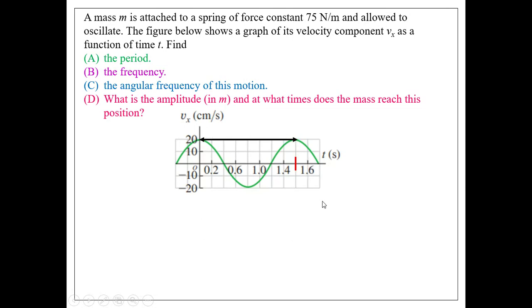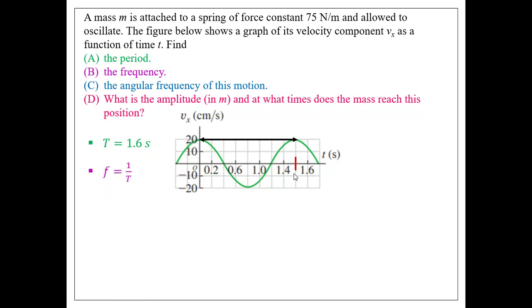To find the period, all I have to do is go from crest to crest, or peak to peak. That is one complete cycle, and that is 1.6 seconds, once again because every increment on the horizontal axis is 0.2. I'm just going to shift the 1.6 here to where my red line is. Therefore the period for this one is 1.6 seconds.